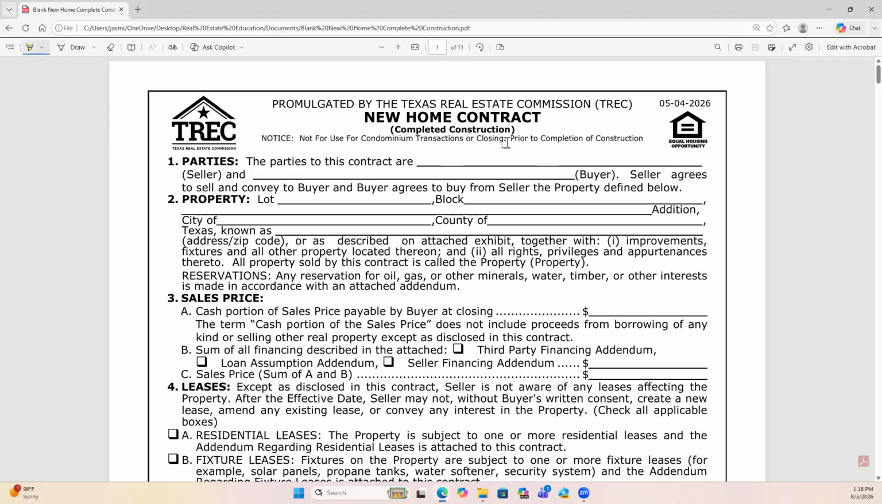So first things first, you know that you're using the right contract because of the date at the top right corner. Anything that's predated May 4th of 2026 is the wrong document. You cannot use any previous documents just because that is what you have saved or what you have in your situation. We must use the most updated versions. It is a TREC mandate to always use the newest version.